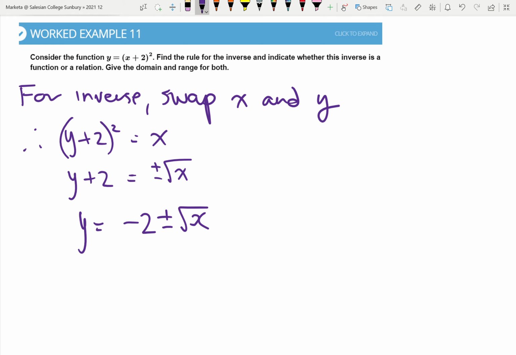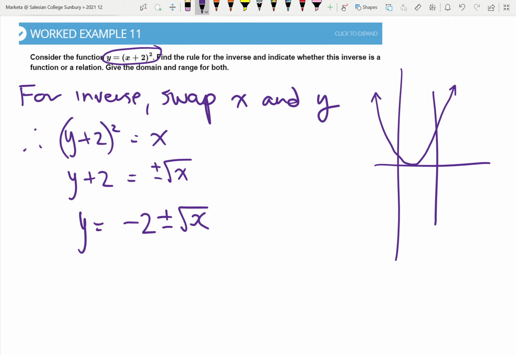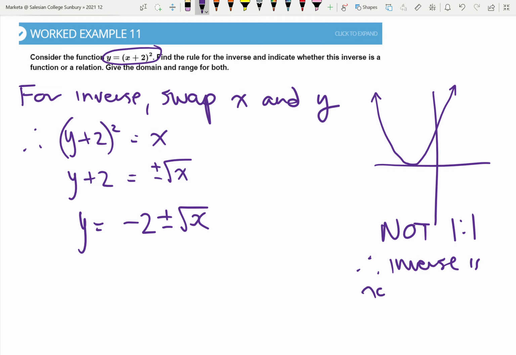So this would be our rule, and this is a relation, and it's not a function because the original is not a one-to-one function. So a parabola that's not restricted is never a one-to-one function. It's a function because we cut it once when we do the vertical line test, but if we do a horizontal line test, we cut it more than once, in this case twice. So it's not a one-to-one function. Therefore, the inverse is not a function.